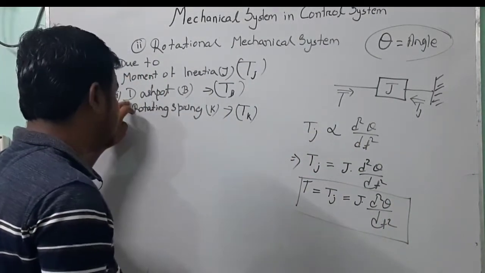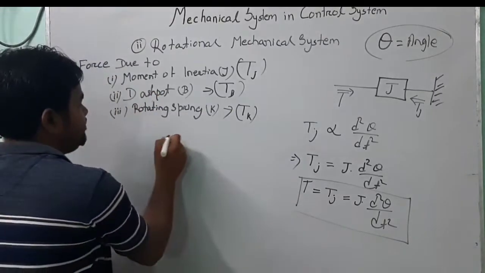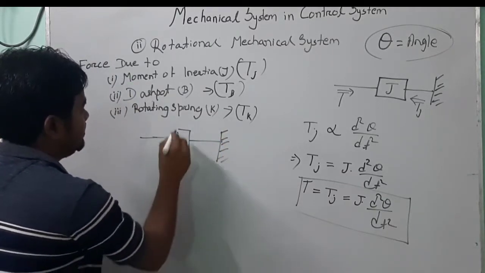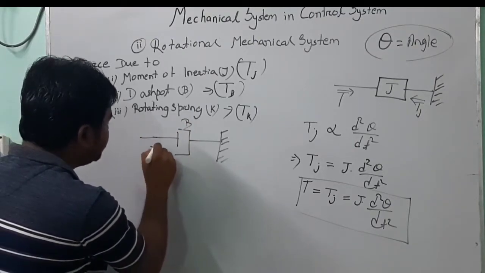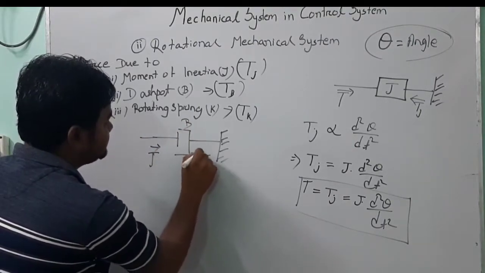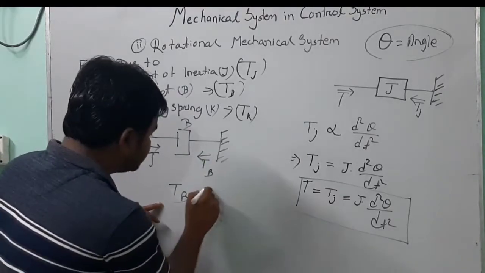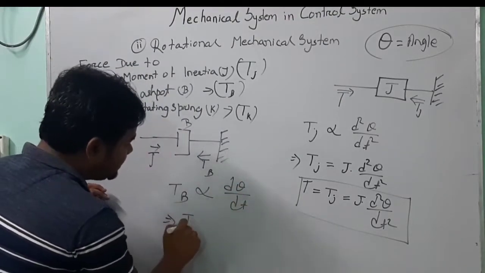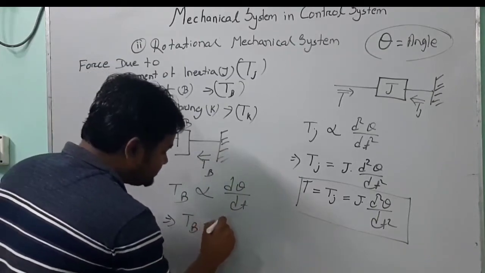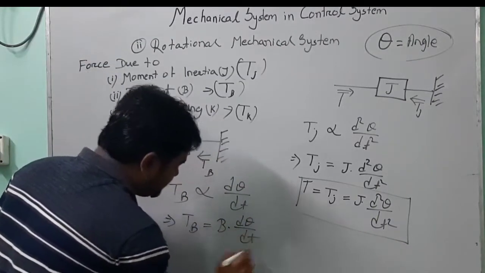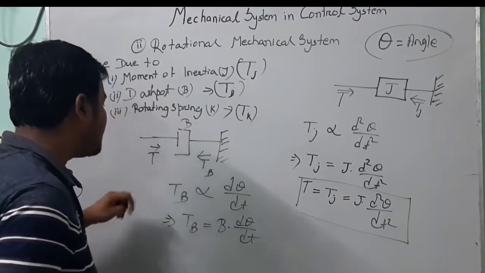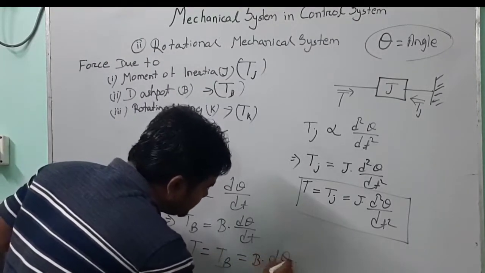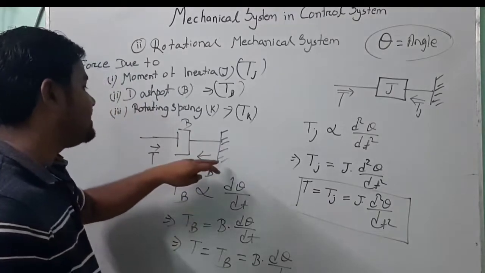Now we will go for the torque in a dashpot B. One side is fixed and another side is open. Here B is here, so there is torque in this direction and opposing torque. TB is proportional to the rate of change of angle, that means d theta by dt. That implies TB is equal to B into d theta by dt. TB is also equal to the applied torque T. That implies T is equal to TB, which is equal to B into d theta by dt. It is only in the case of one side fixed and one side free.